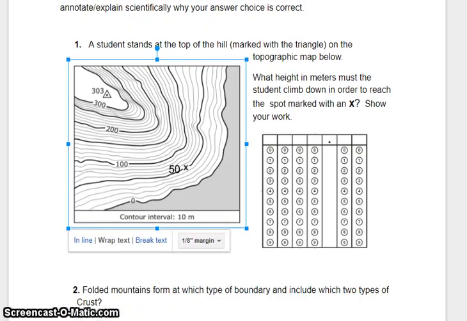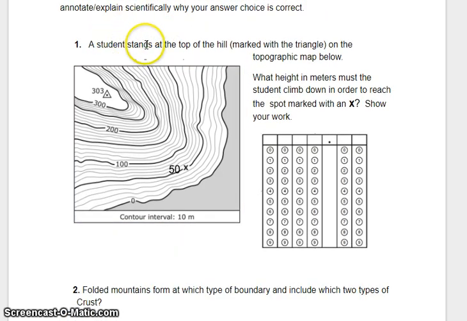Number 1. A student stands at the top of the hill marked with a triangle on the topographic map below, 303. What height in meters must the student climb down in order to reach the spot marked X, 50? So how far is it from 303 to 50? Put it on the griddable.